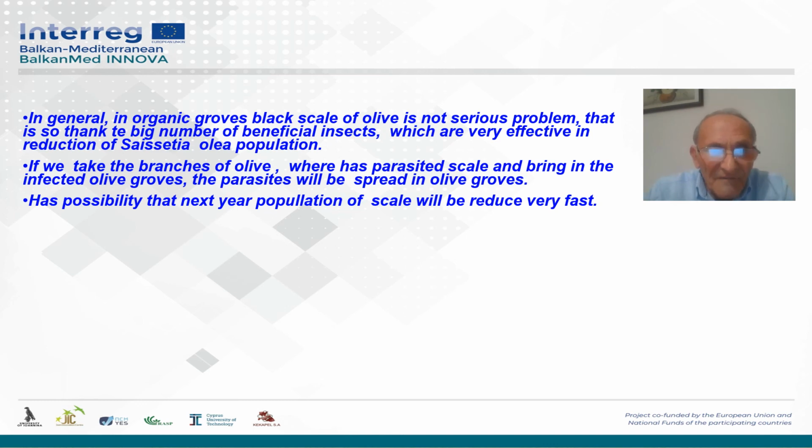With this possibility, the next year the population of scale will be reduced very fast because the population of parasites and predators increases very fast. But as I mentioned before, in organic olive production blocks we do not have so much such a problem because in organic production we don't use conventional insecticides. As we know, conventional insecticides have a bad side effect against beneficial insects. Perhaps in organic agriculture, the situation is much more friendly in comparison with conventional olive groves.